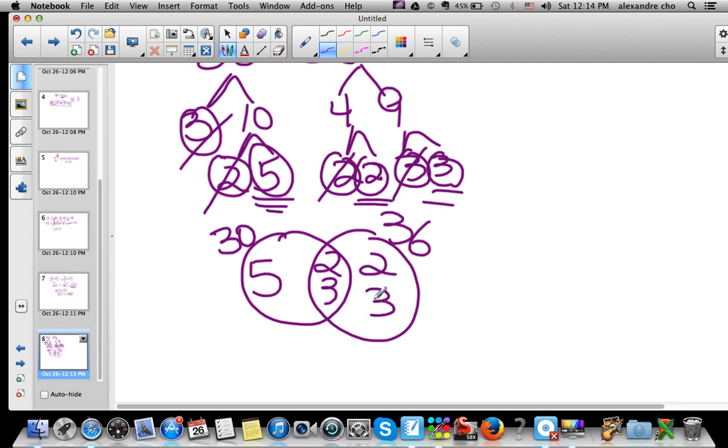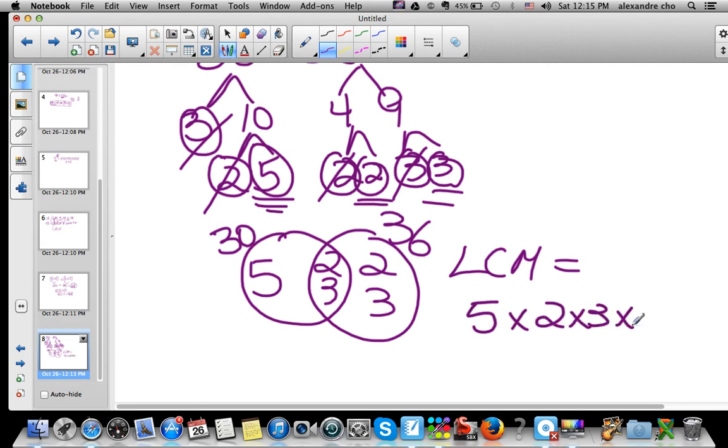Remember, to find the GCF, you would multiply the numbers in the middle, but since we're not interested in that, we're interested in the LCM, we take all the numbers. So you get 5 times 2 times 3 times 2 again times 3. We want to multiply all the numbers in the 2 circles, okay? So let's see, 5 and 2 is 10, 10 and 3 is 30, 30 and 2 is 60, 60 and 3 is 180. LCM is 180.